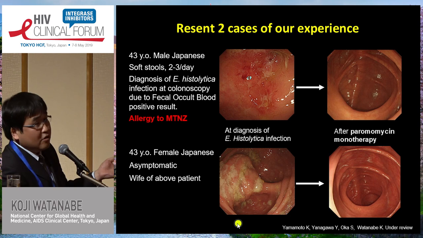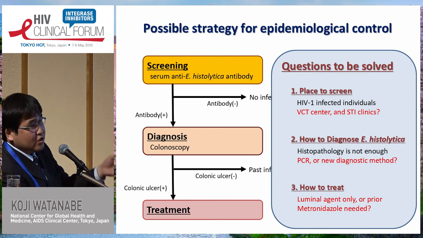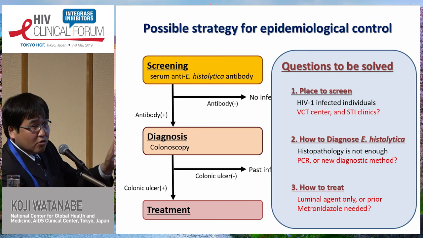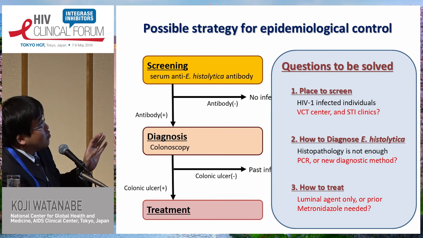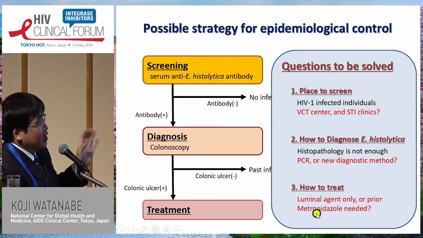So, summary. Screening, diagnosis and treatment are very important for the epidemiological control of sexually transmitted E. histolytica infection. But we have to do something before that. Where to screen and how to diagnose, and we have to invent a new diagnostic method with sensitivity comparable to PCR. And the last one is whether a luminal agent or prior metronidazole is needed.